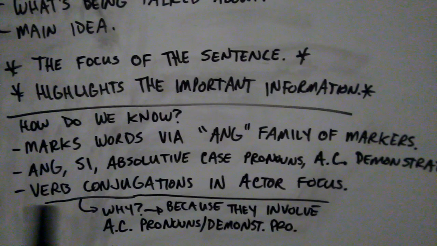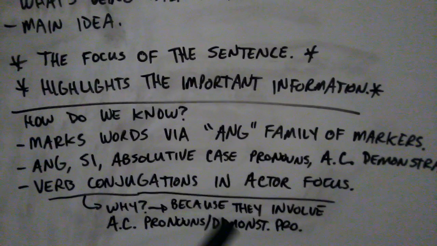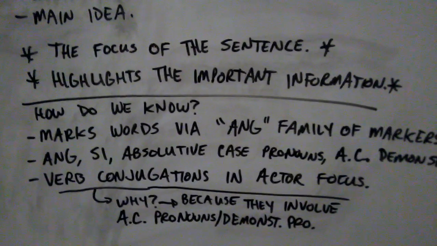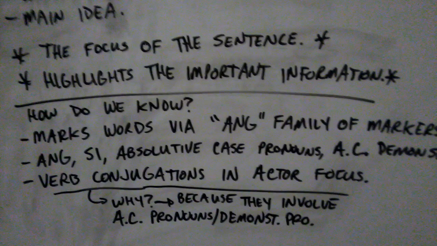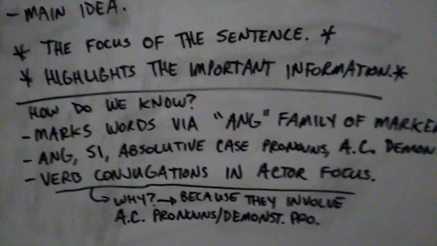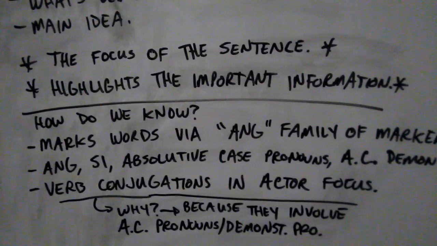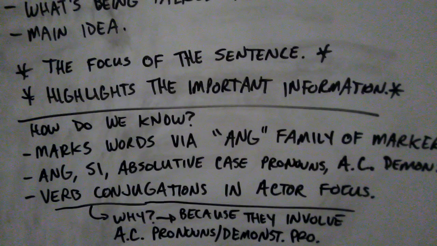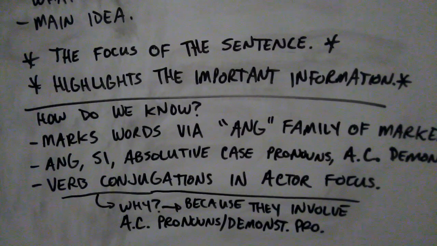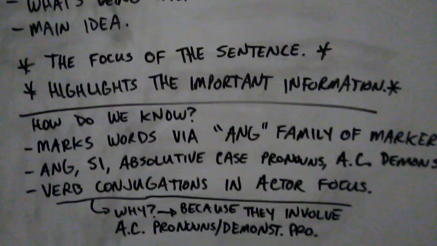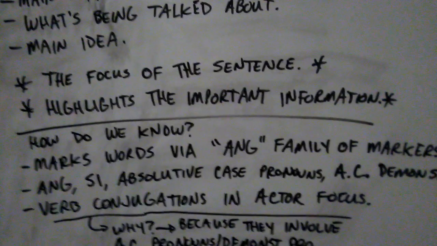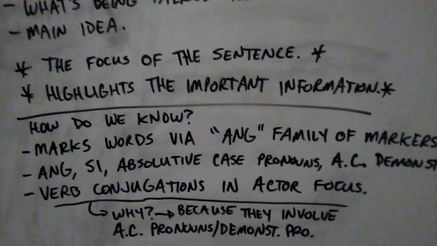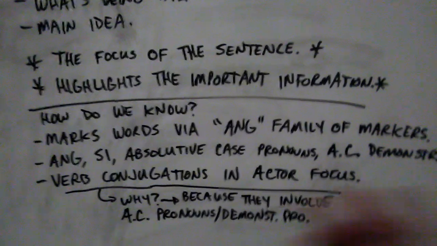And then also, the last thing is that the verb conjugations are in the actor focus. And why do we care about verb conjugations? Well, in the actor focus, they involve the absolutive case pronouns and demonstrative pronouns. So if you're not sure what the absolutive case demonstrative pronouns and regular pronouns are, you can take a look at the verb conjugation, and the verb conjugation will tell you. Why? Because the verb conjugation involves direct action with the absolutive case marker, right?